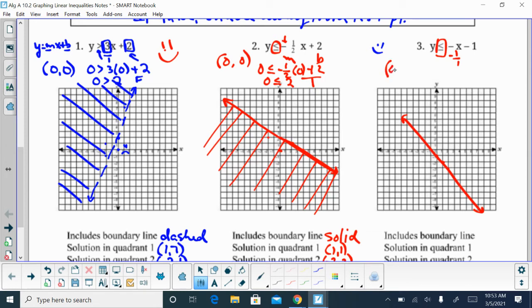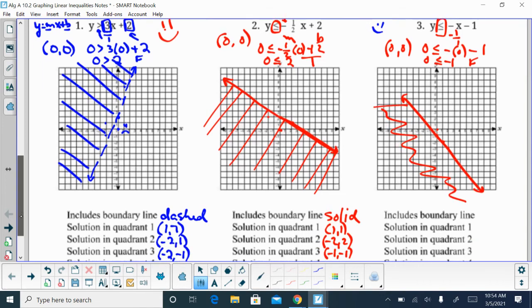Using my test point to determine what side to shade on. 0 is less than or equal to negative. This simplifies as 0 is less than or equal to -1. So here's my point, and it just failed. Tells me it does not work. So I will be shading on everything below.